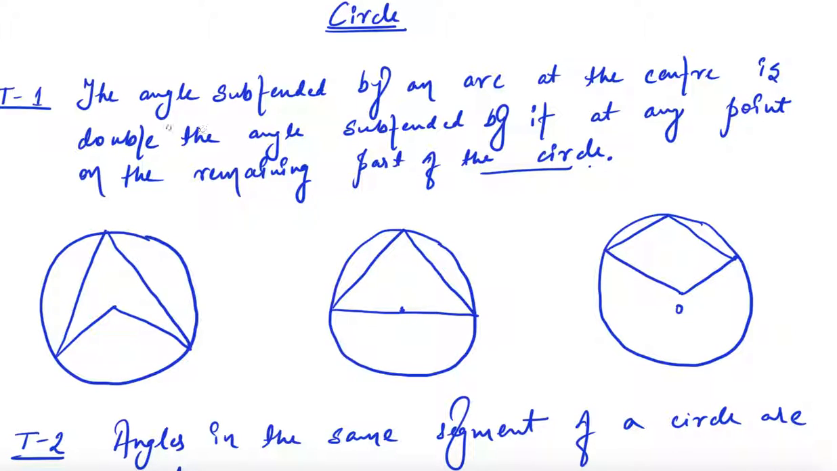I'll again repeat it. The angle subtended by an arc at the center is double the angle subtended by it at any point on the remaining part of the circle. Let us see what this theorem means and how to apply it, and the proof, everything related to this theorem.